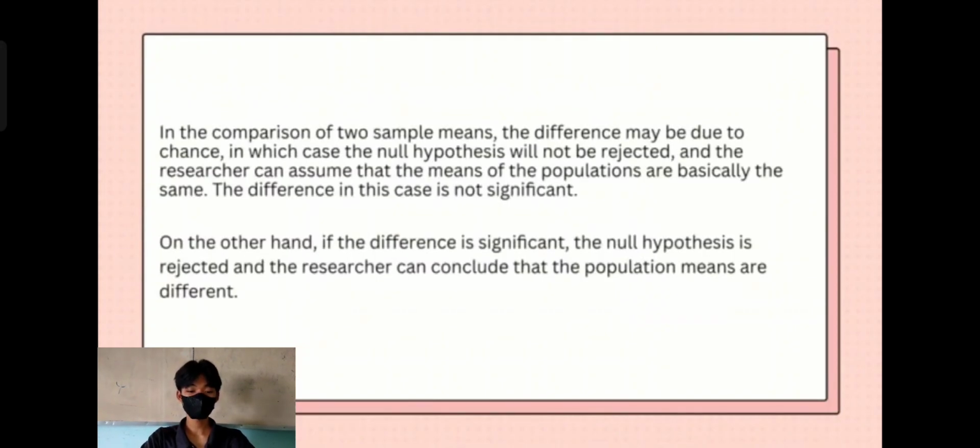In the comparison of two sample means, the difference may be due to chance, in which case the null hypothesis will not be rejected and the researcher can assume that the means of the populations are basically the same. The difference in this case is not significant. On the other hand, if the difference is significant, the null hypothesis is rejected and the researcher can conclude that the population means are different.